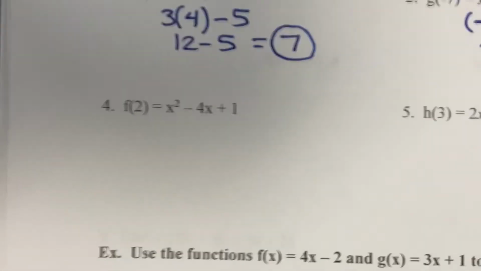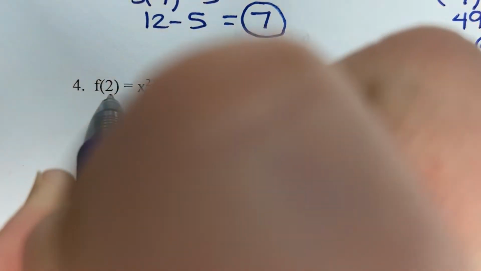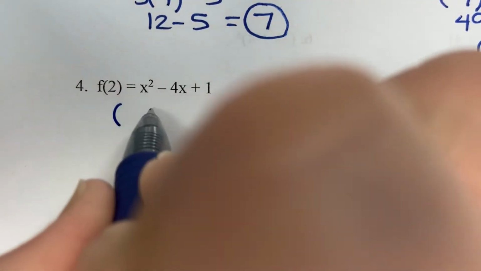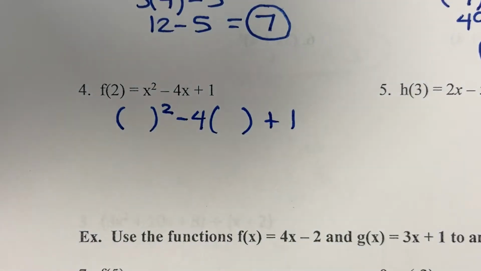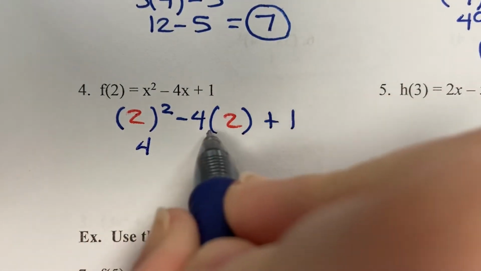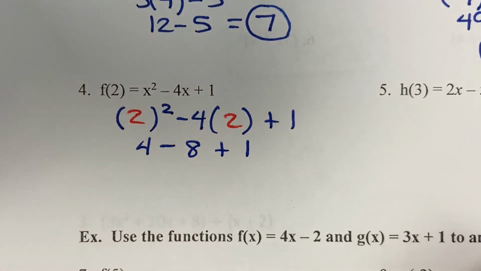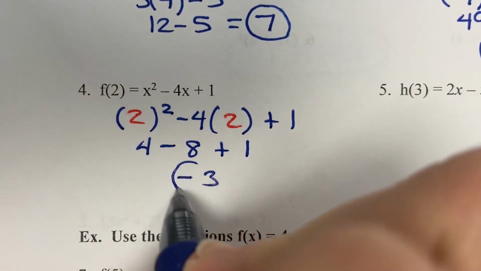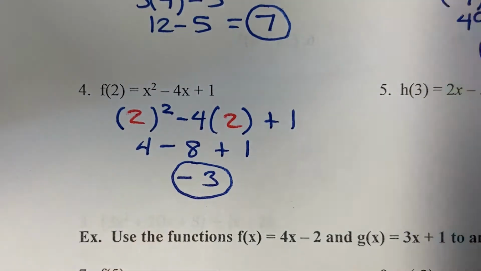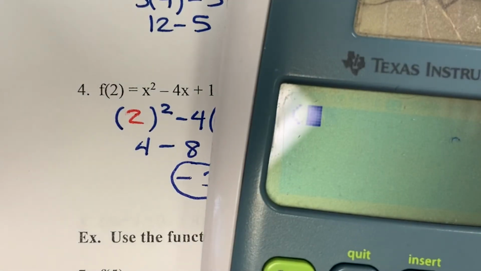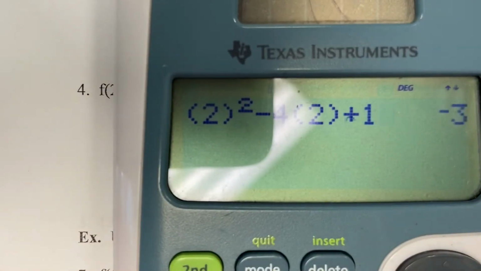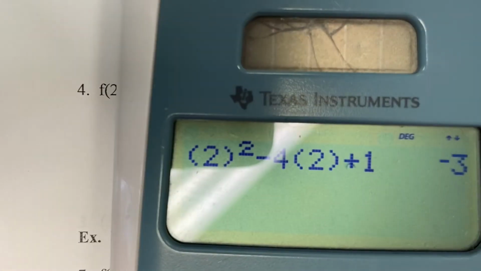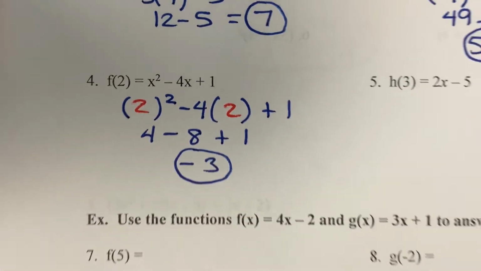In this next example, we're looking for f of 2, so I would substitute 2 in everywhere I see x. So I'm going to have something squared minus 4 times something plus 1, and that 2 is being substituted in. So 2 squared is 4 minus 8 plus 1, which would give me negative 3. Again, you don't necessarily have to piece it out. So I could have done my calculator and said 2 squared minus 4 times 2 plus 1 and still gotten the negative 3. However you need to do it is fine.